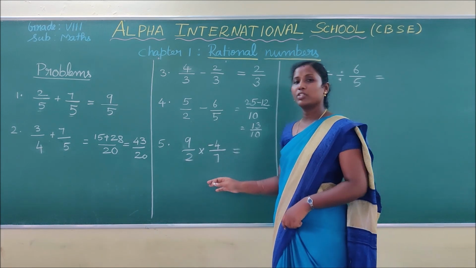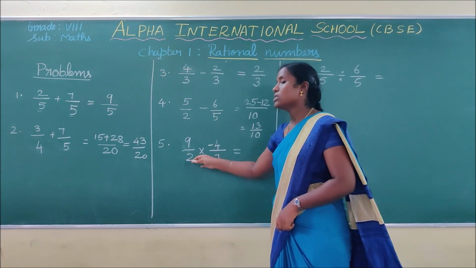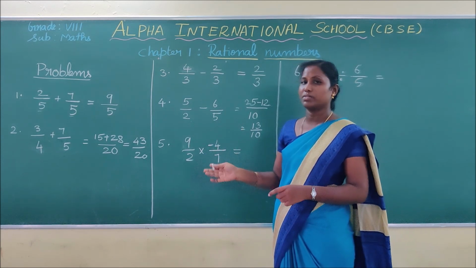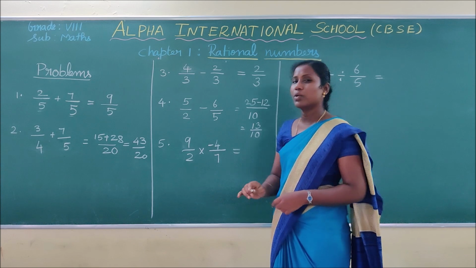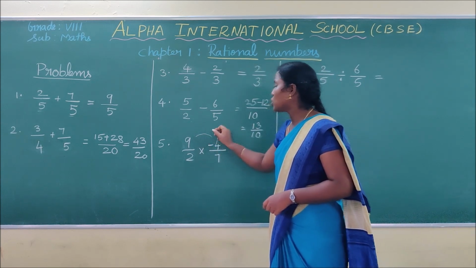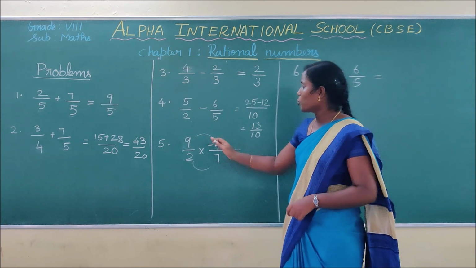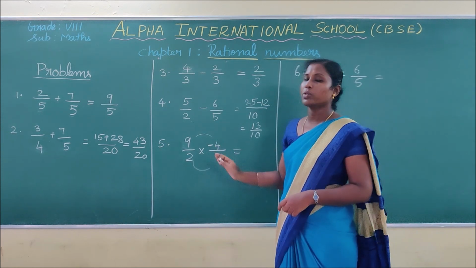Next, we are going to solve the problem on multiplication. See, in multiplication, don't look at the denominator; only in addition and subtraction do you have to check whether the denominator is same or different. In multiplication, we just multiply the numerator with numerator and denominator with denominator. If it is possible to simplify the sum, you can simplify.